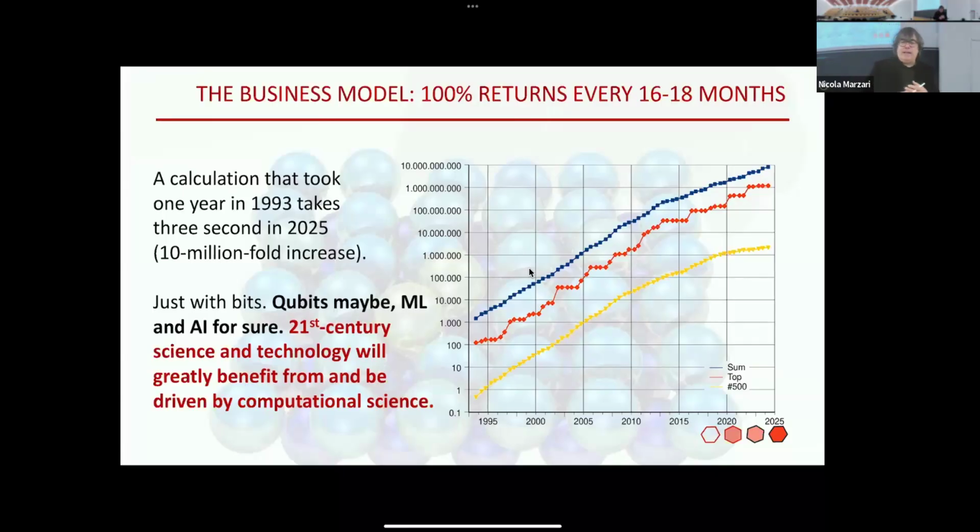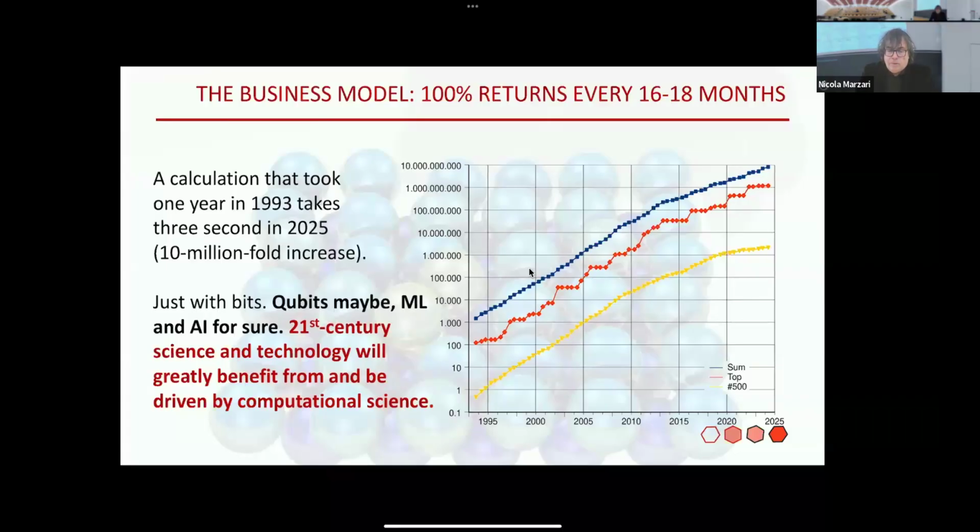But this is what has been happening with regular digital computing. Basically, every 16 to 18 months, we have had a doubling of capacity. So it means that a calculation that took 1 year in 1993, when I started my PhD, these days would take 3 seconds. So I could do my PhD in 9 to 12 seconds, basically. That is very satisfactory. And this is just with digital capabilities.